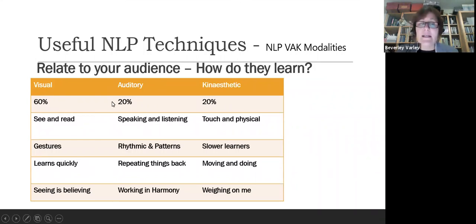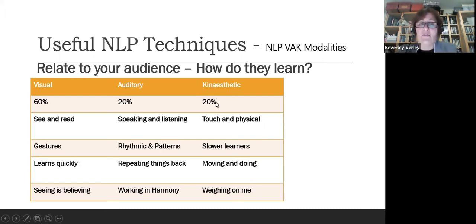Okay, so that's how they learn. And 20% of the population are auditory learners. They learn through listening and speaking. They also learn through rhyme and patterns. So they'll say things over and over and repeat it back to you to show that they've learned. A key phrase for them is working in harmony. If you listen to that, harmony is oral. Auditory. And then kinesthetic is about the feelings and experiences.